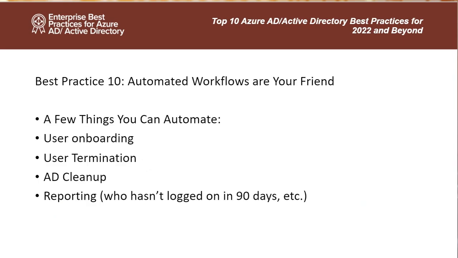So best practice number 10, automated workflows are your friend. The basic idea here is that in any organization, there are certain tasks that we perform over and over and over again related to the Active Directory. Maybe this is setting up a new user or deprovisioning a user account for a user who has left the company, or just cleaning up the Active Directory or creating various reports related to the Active Directory. Maybe you want a report of which users haven't logged on in the last 90 days or something like that. These are all things that automation can really help with.